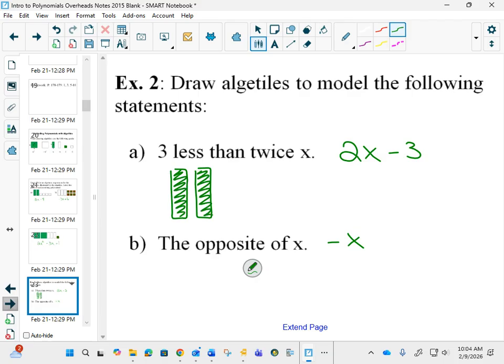That would be your 2x's. That would be your -3. They got to be little squares. Good, good, good. Okay, for B. Did you just draw the x tile with a negative? So we don't color it in.